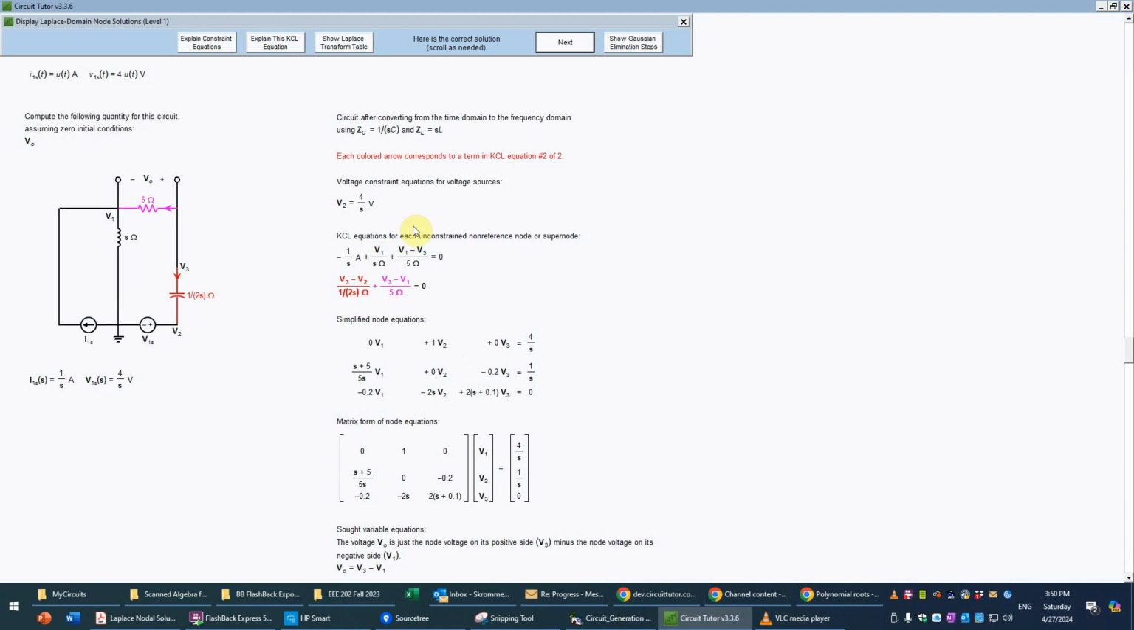So the first equation, of course, is just this one here, V2 equals 4 over S. Then this would be the second row, and so the V1 coefficients have been collected here, which would be 1 over S and 1 over 5. That's been put over a common denominator, so it's S plus 5 over 5S. V2 does not appear, so that's a 0, and V3 here is just minus 1/5, or it can be written in decimal form as minus 0.2. And then the right-hand side would be this constant brought over to the right-hand side, which is 1 over S.